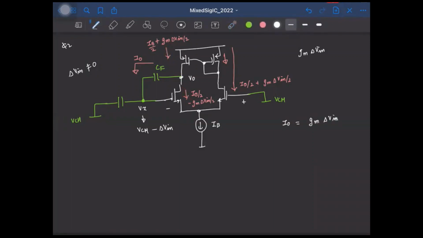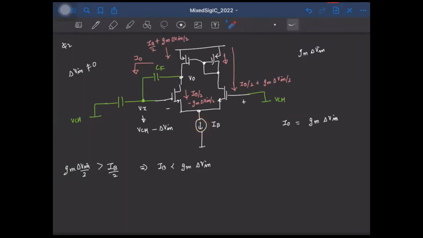Okay. But now let us say we have the case where our bias current is such that Gm delta V in by 2 is greater than IB by 2. Right? So that is IB is less than Gm times delta V. Okay. So in that case, what will happen? Well, this current here, IB by 2 plus Gm delta V in by 2, right? So this will try to go beyond IB. But of course, that is not possible because the op-amp is biased only with the bias current of IB.